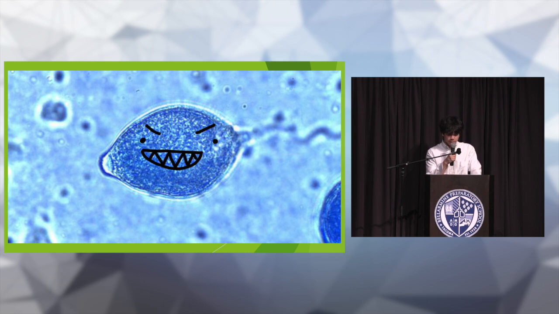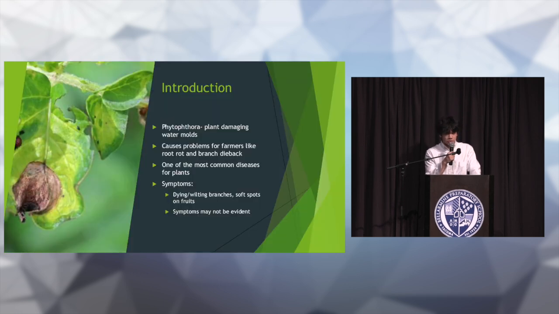So first, Phytophthora. We should mention the fact that it is a plant-damaging water mold, the same disease that caused the Great Potato Famine in Ireland in 1845. They can reproduce sexually and asexually. They can spread very easily and cause problems for farmers, such as root rot or branch dieback, where nutrients are blocked from entering a tree.